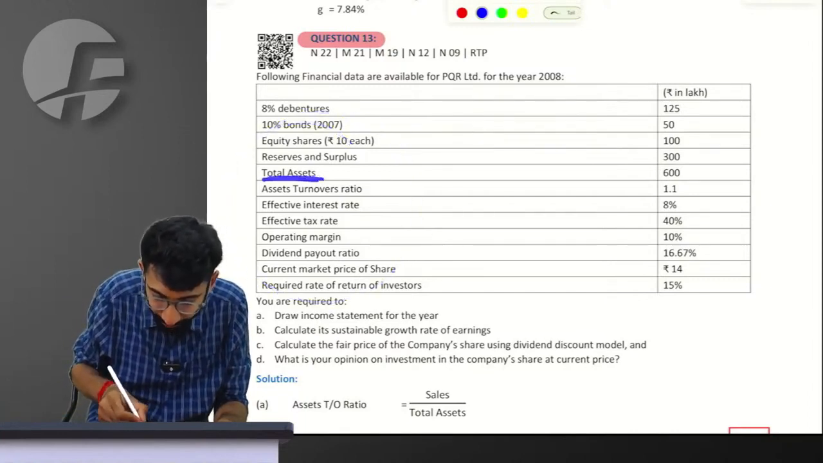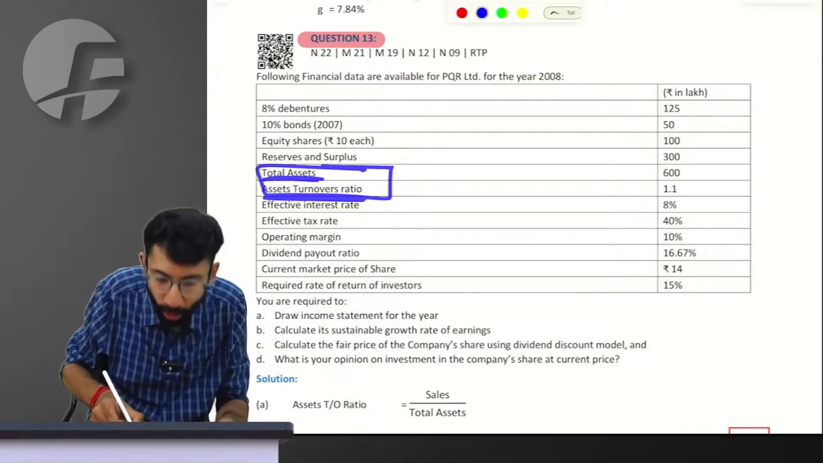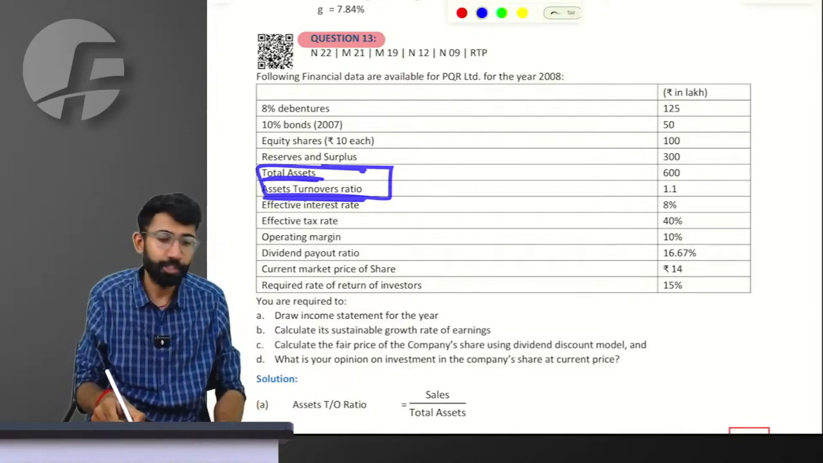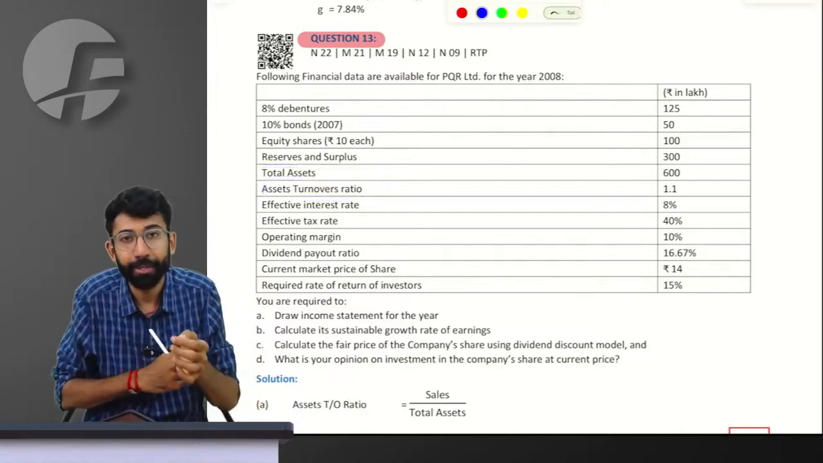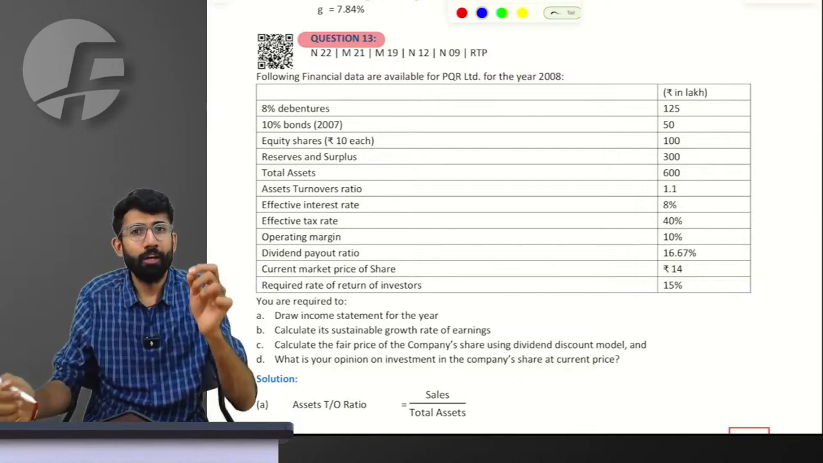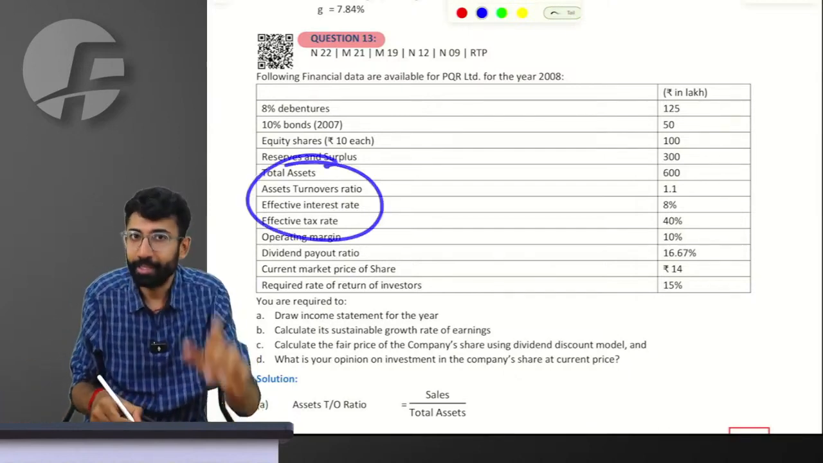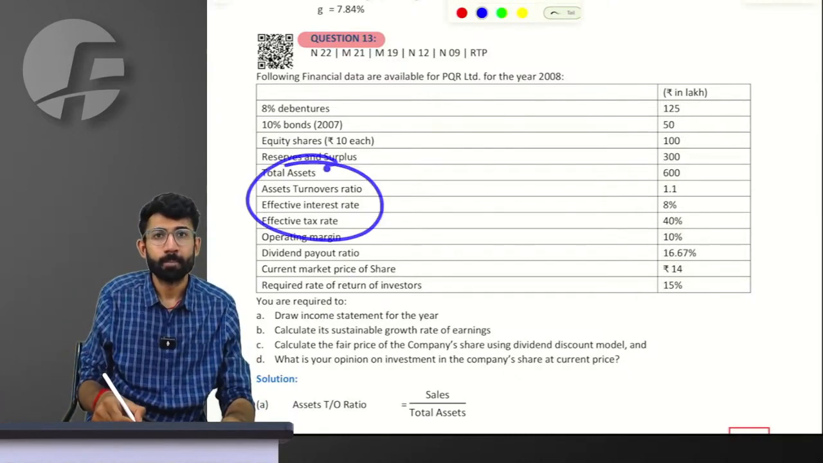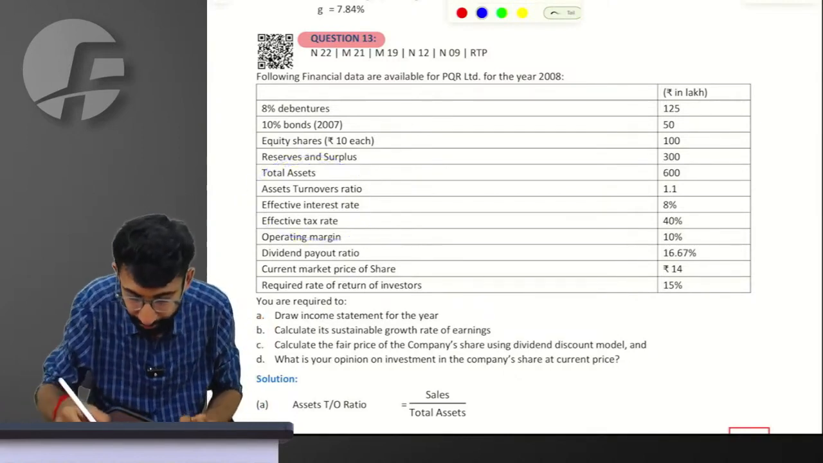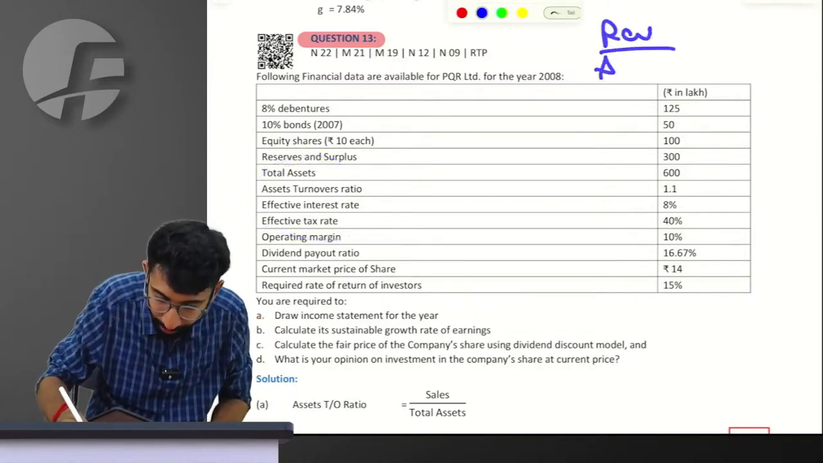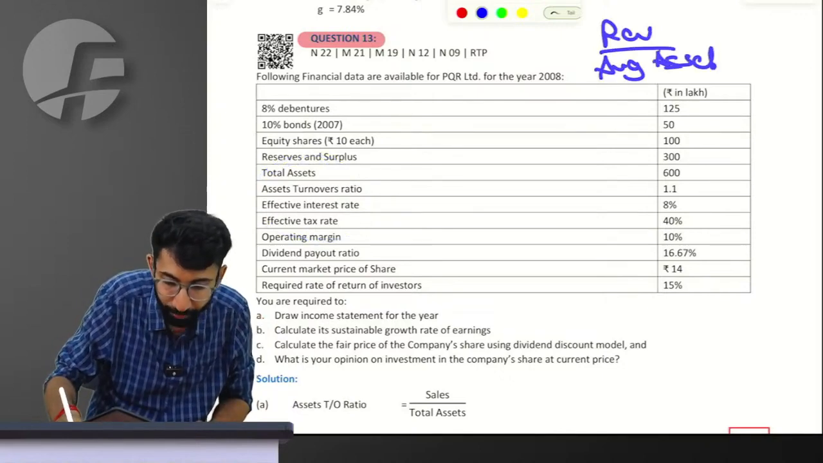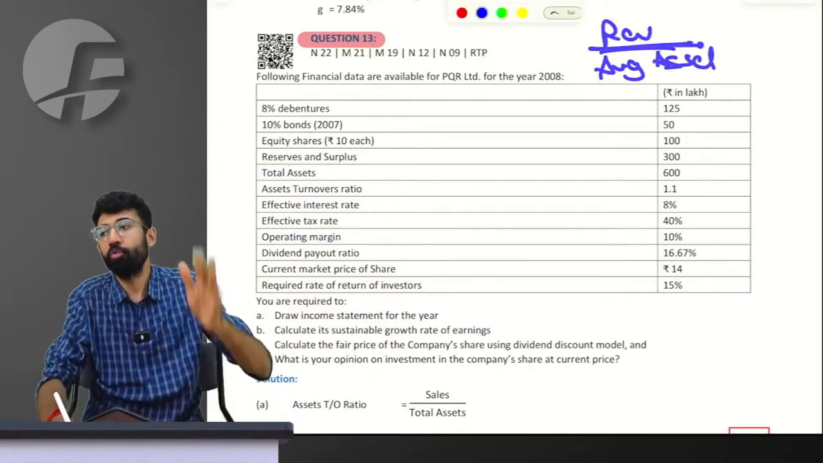If you talk about total assets and the total asset turnover ratio, how many of you remember the formula of total asset turnover ratio? Kindly respond. Everyone in the class. It is revenue divided by average assets, and if average assets are not available, closing assets.